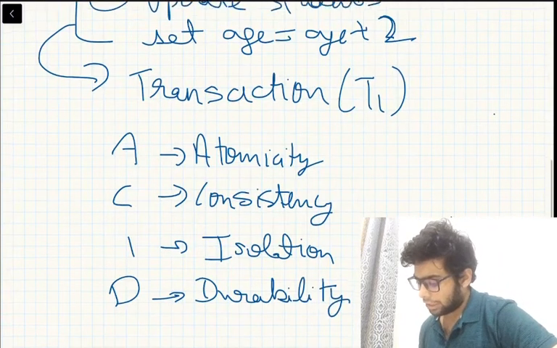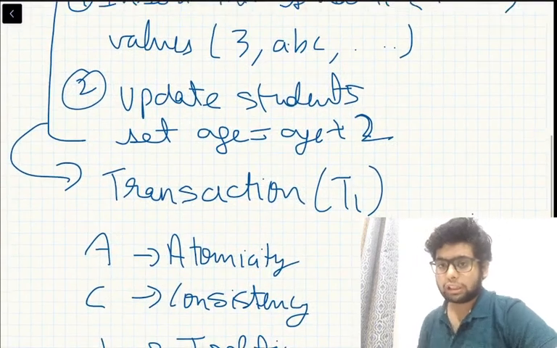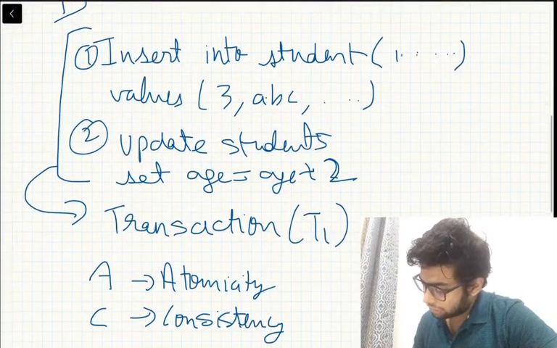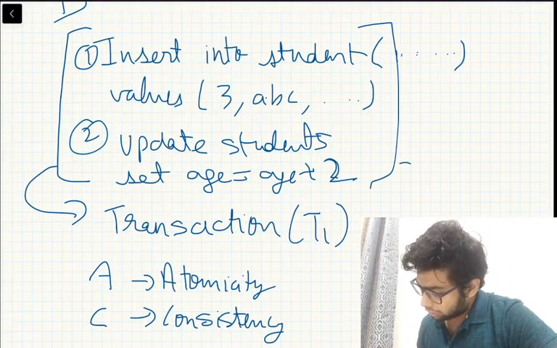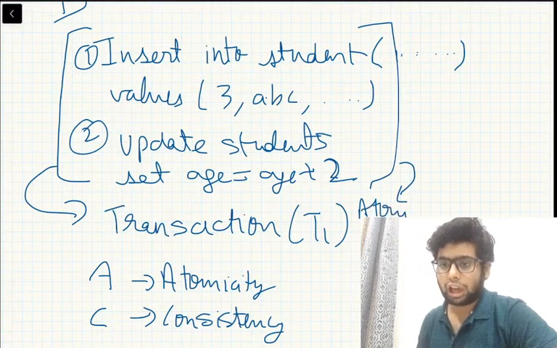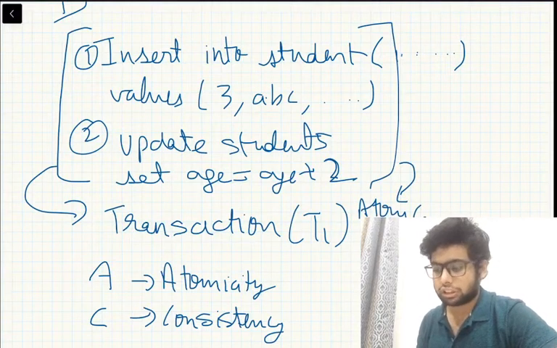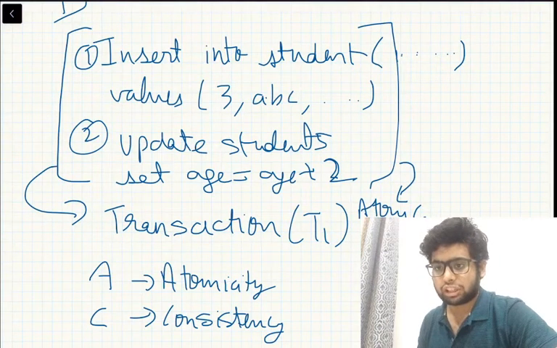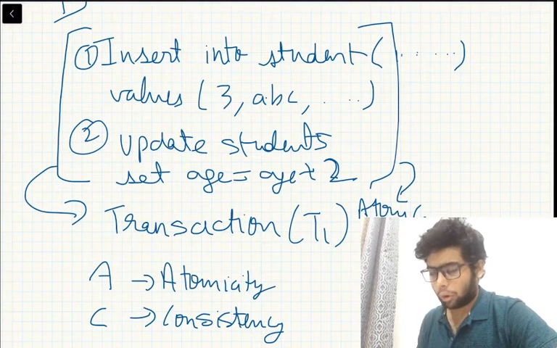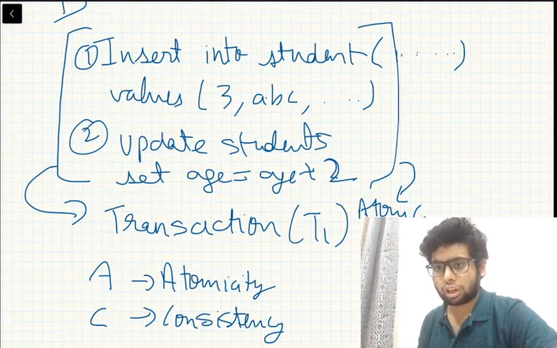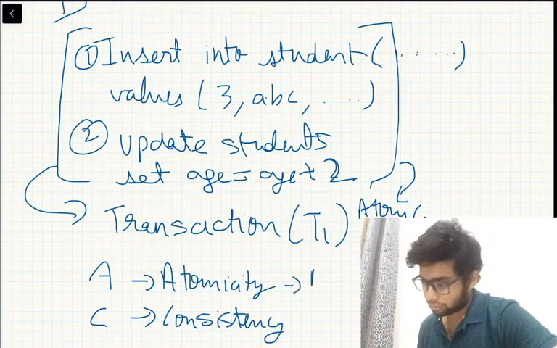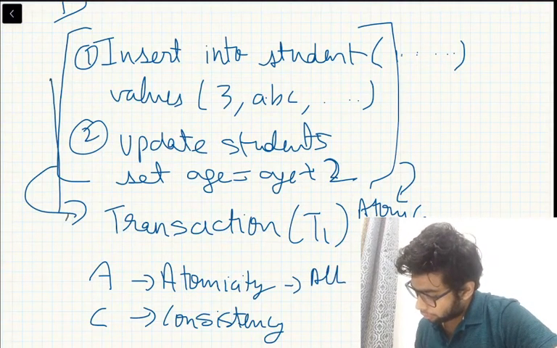So by atomicity we mean that this transaction T1 is considered as atomic. Either the transaction happens or it doesn't. There can't be a state where only statement 1 has executed and statement 2 hasn't executed in case of error or any power failure. Either both of these statements would be executed or none of them would be executed. So atomicity is all or nothing.